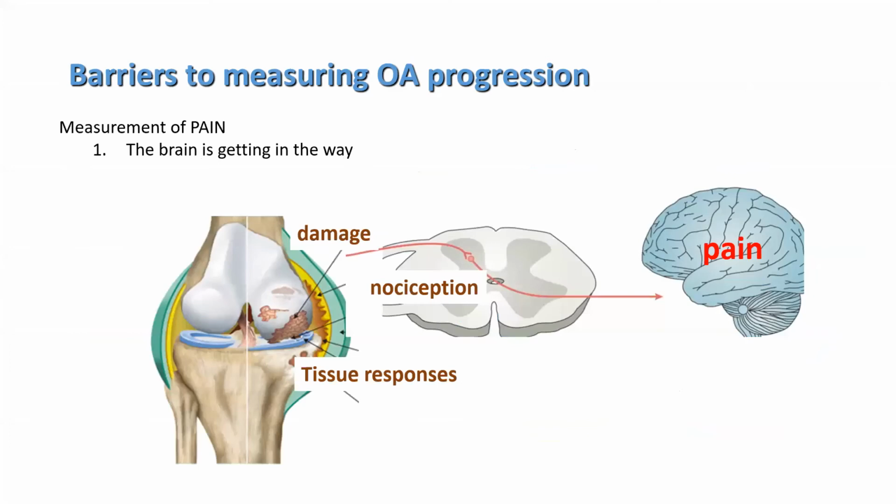Here's the other big problem. I've talked a lot about structure, and people talk about PROs as if they're the benchmark, but actually measurement of PROs is also very difficult, and we're obsessed with pain, which is the most difficult. And with regard to pain, the biggest problem is there's another organ getting in the way. Here it is, the brain. The brain is getting in the way of our ability to measure pain.